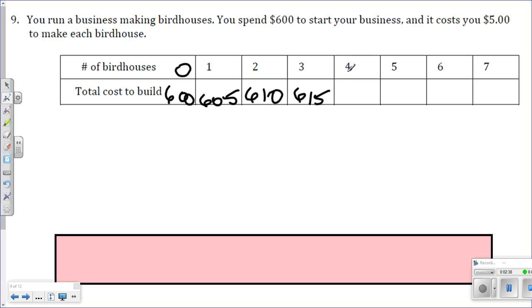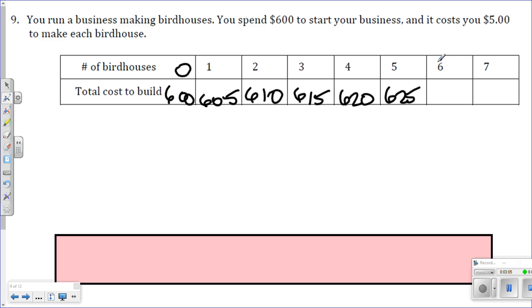For 4 birdhouses, we made 4 birdhouses at $5 a piece, that's $20, plus that $600 that we spent initially, that gives us a grand total cost of $620. Likewise, if we now have to build that 5th one, it's going to cost us $5 more to make that extra birdhouse, so our grand total cost there is going to be $625.